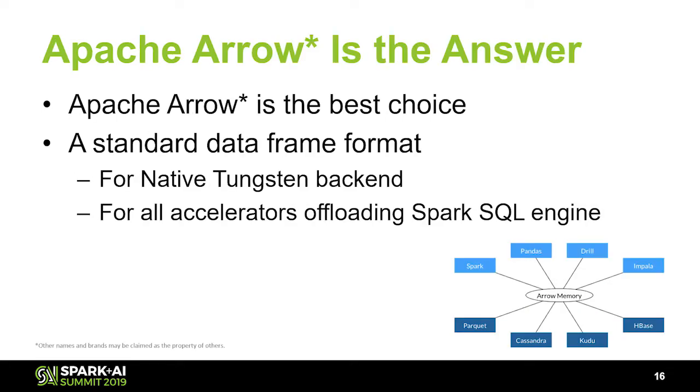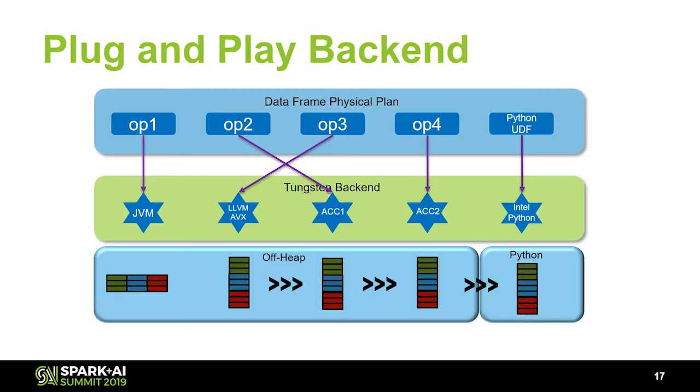And for this, we say that Apache Arrow is the best choice for this effort. It's a standard data format for native Tungsten backends, and also for all accelerators offloading the Spark SQL engine. What we want to implement is a plug-and-play Tungsten backend. For example, we have several operations here. We can easily take one operation and run it on one accelerator, or on the native LLVM SQL engine, or on others. We need to implement a very flexible Tungsten backend and easily plug one backend, one operation, into the Tungsten pipeline.